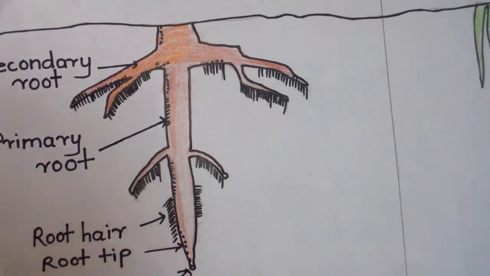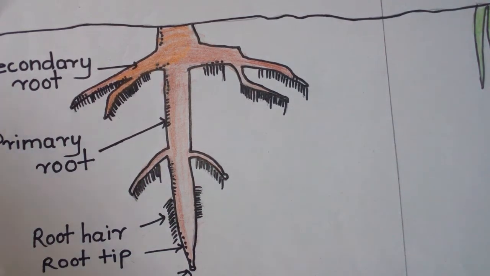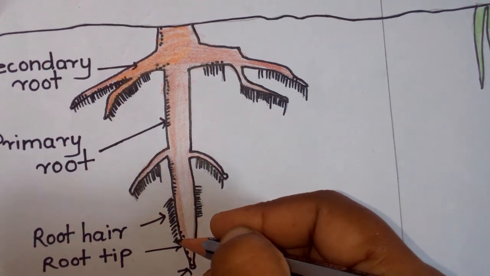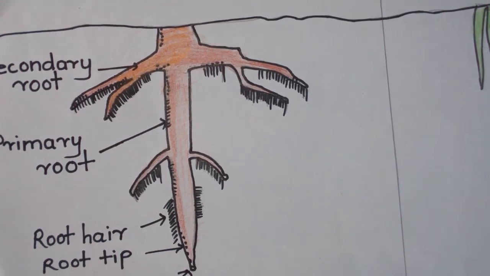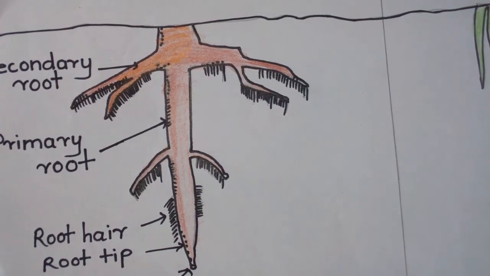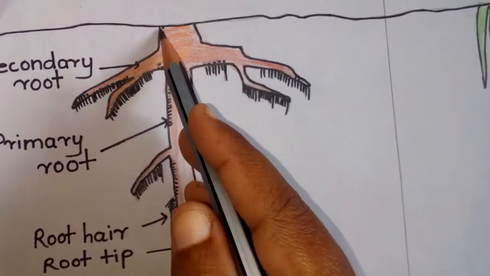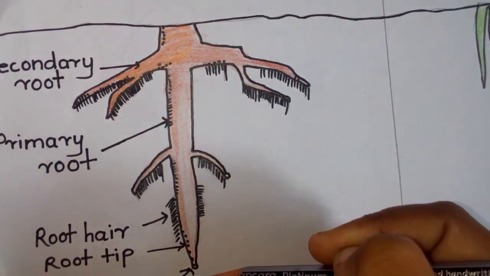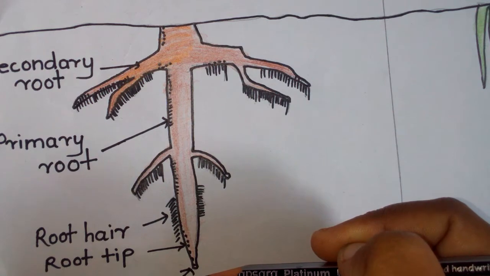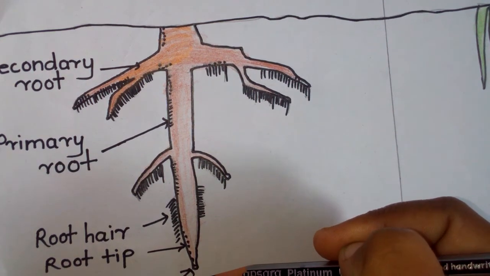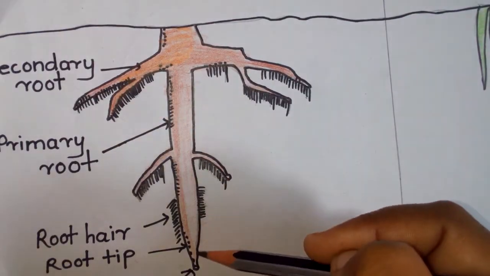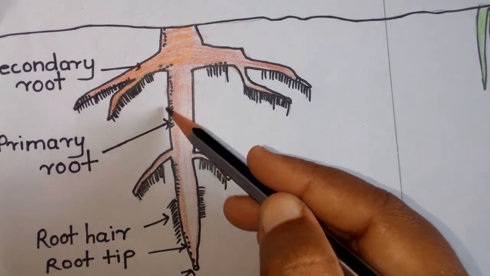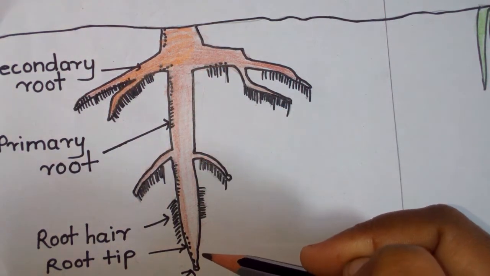See now, if you look at the roots of any plant, on them a small hair-like structure is there. It is said to be the root hair. Here this thick part tapers towards the pointed end. This main root is said to be the main root, the primary root.